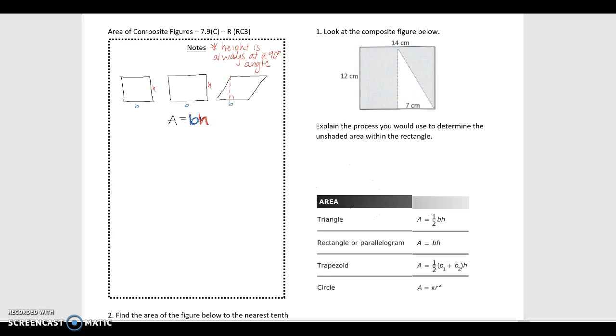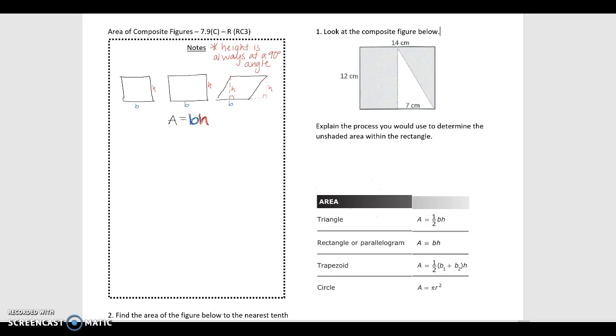Also, sometimes you'll see it drawn out to the side like this. If it's a dashed line, it is not part of the shape. That means it's just showing you the height. All right, so that's how you find the area of a square, a rectangle, and a parallelogram.